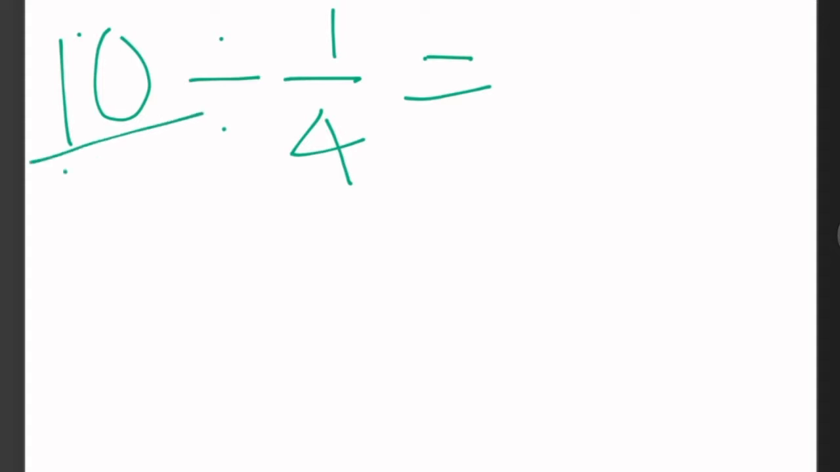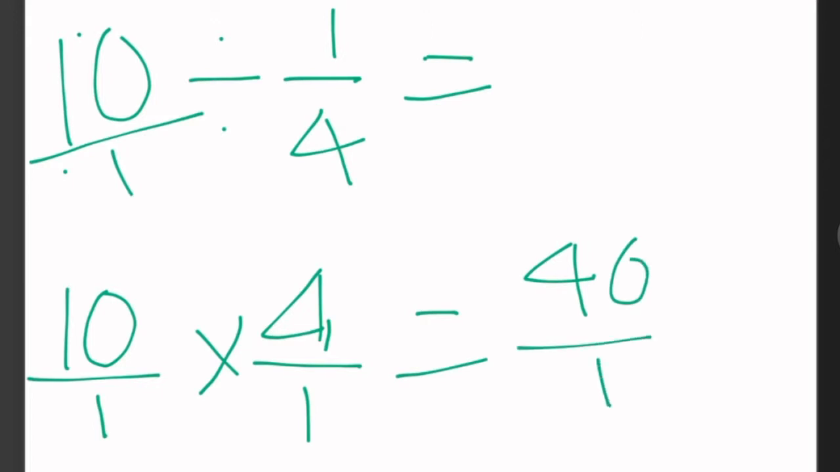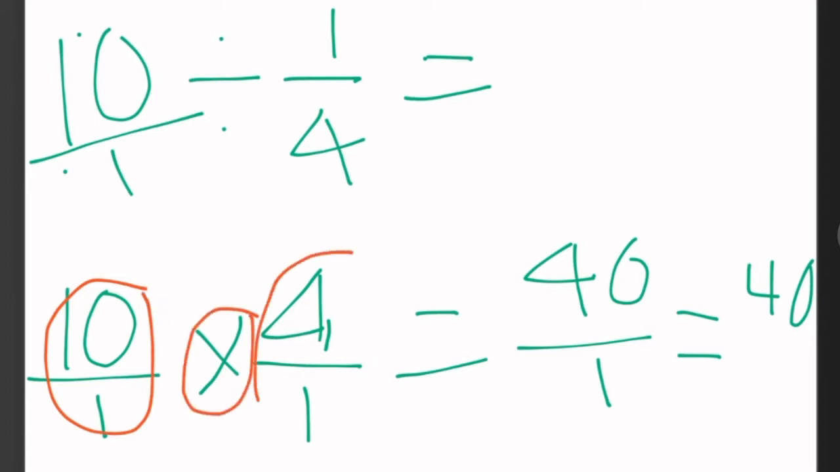So 10 has an invisible 1 underneath it. So put a 1. And then our new problem is going to be 10 ones times 4 ones, and that equals 40 ones. And 40 ones is equal to 40. So see, we're going to keep this, switch this, and flip this.